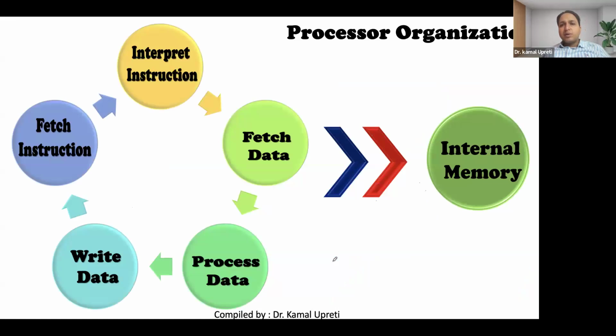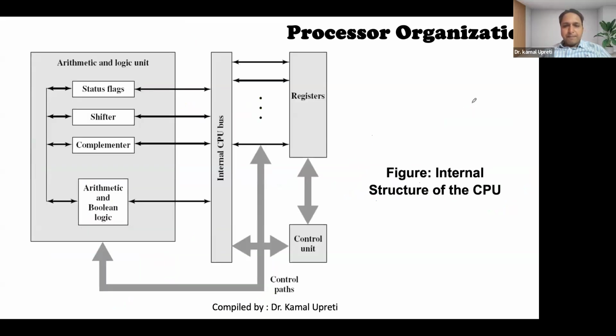Now we have the processor organization, which is very important because in the processor organization, we need to fetch the instruction, interpret the instruction, fetch the data, process the data, and write the data. So this is one cycle which is going on, and after the execution, it stores the data for future use. The reason we store this particular data is for future use, which is very important.